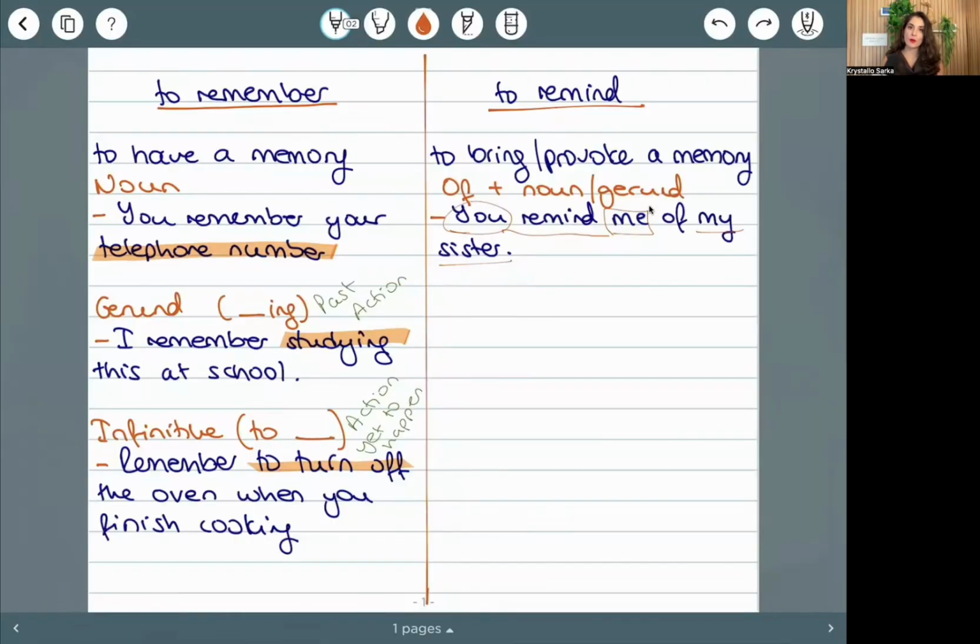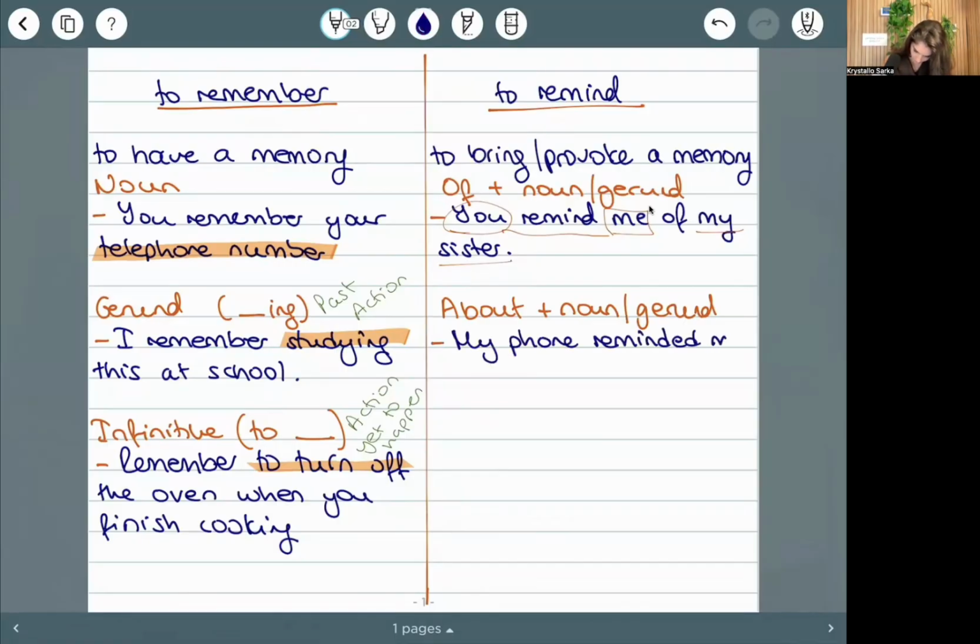We can also use remind with about, again followed by a noun or a gerund. For example, my phone reminded me about the meeting. Or another example, they called me to remind me about the appointment. There are two more options.